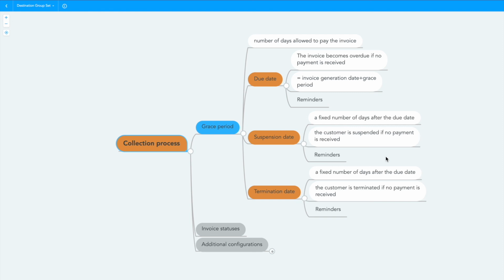Okay, and next we have a termination date. The termination date is our worst case scenario when the customer failed to pay the invoice during a very long time, and we are not really expecting to receive a payment. It is also set as a fixed number of days after the due date. When the termination date comes up, the customer will be deleted from the Porta billing system. We can set reminders before the termination date so that the customer knows that they have a last chance to pay the invoice.